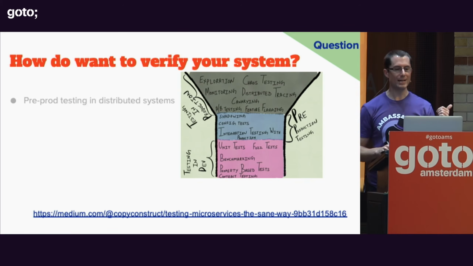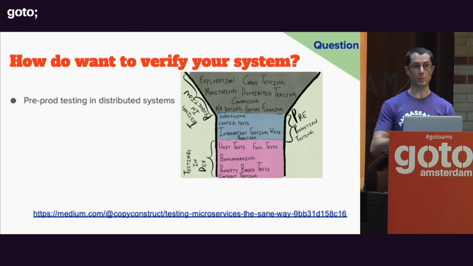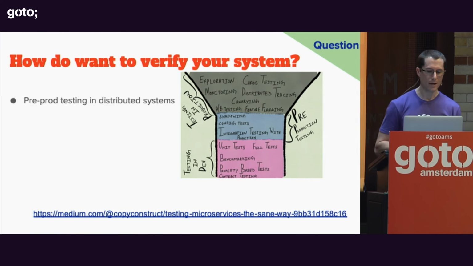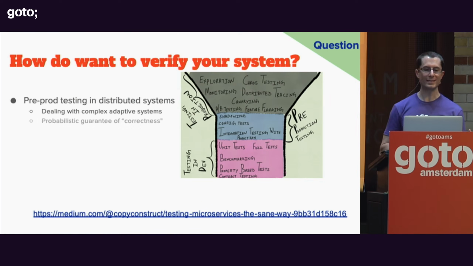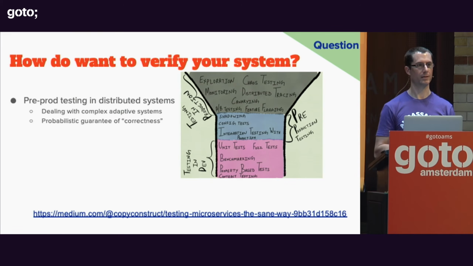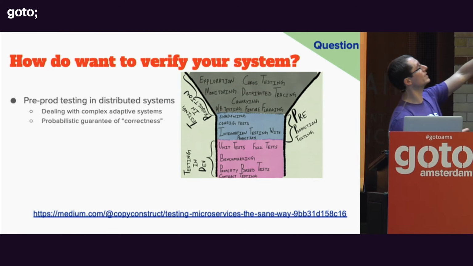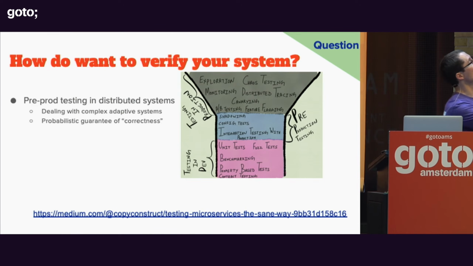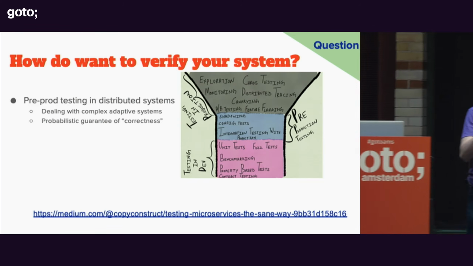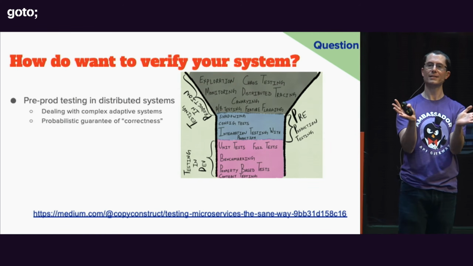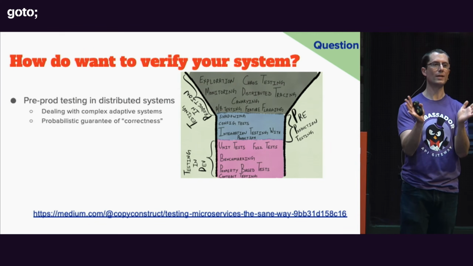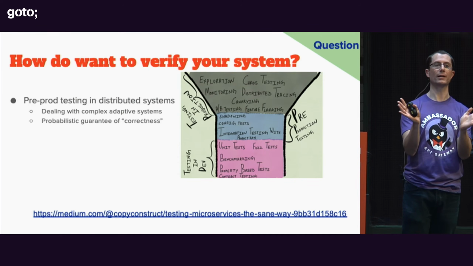Cindy's arguing, though, that in complex distributed systems, which we're pretty much all building in the cloud, you're dealing with complex systems, and there's only a probabilistic guarantee of correctness. Now, Cindy is not arguing that you abandon pre-production testing, quite the opposite. She's saying all the classic stuff we know and love, testing in dev, pre-production testing, keep doing that, but the testing pyramid is probably a bit wrong for all these complex cloud-native systems we're building.